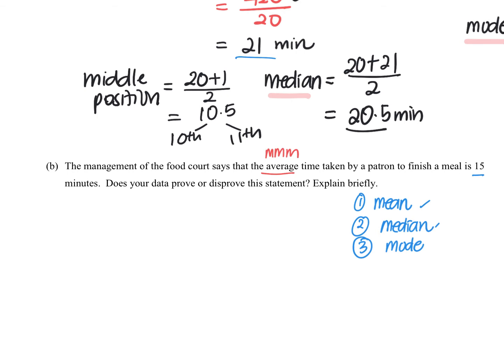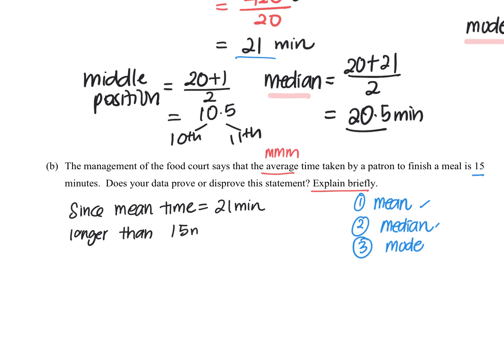So now when the question says explain, you need to give evidence, then you make a conclusion. So in this case, the evidence that I'm going to use will be the mean. So since the mean time is 21 minutes, which is longer than 15 minutes, therefore, this statement is not true. Do you disapprove of this statement?